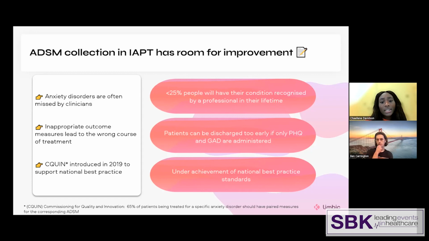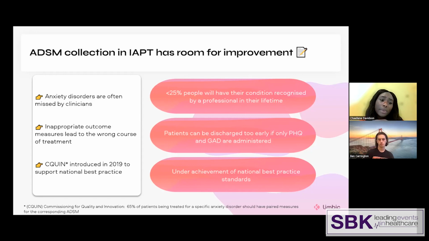Studies have also shown that clinicians who were only guided by the minimum data set, so I'm talking there about the GAD for generalized anxiety and the PHQ for depression, might be tempted to discharge patients before they fully benefited from their therapy sessions. Obviously, nobody wants to do that, but they're unaware that they're doing so because they've only had a limited amount of information to go off at the time for decision making. So using an appropriate ADSM ensures patients receive the most appropriate therapy and also safeguards against early discharge and adverse consequences that come with that.